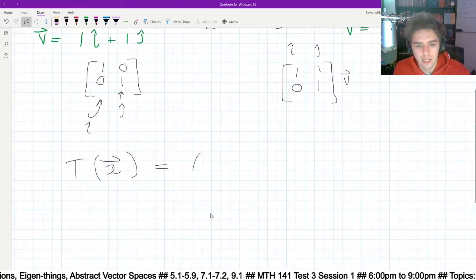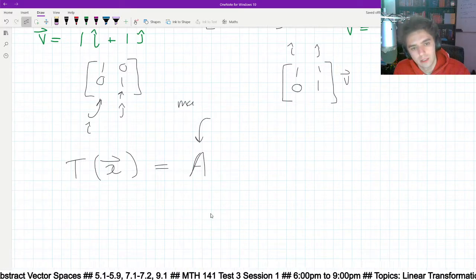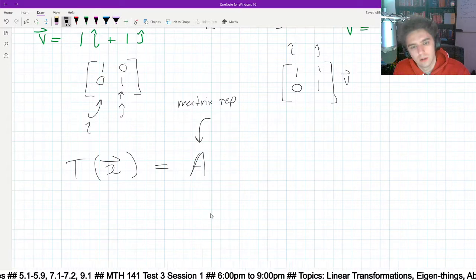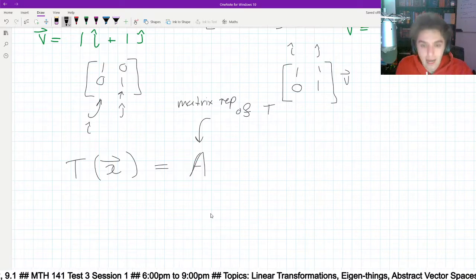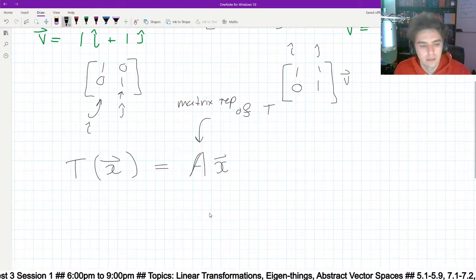So I can actually just take the matrix representation of T and multiply that by the vector x, the vector of the input.